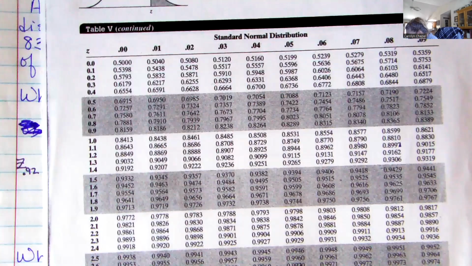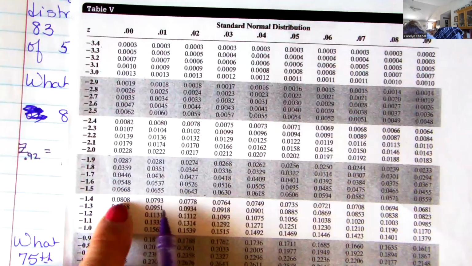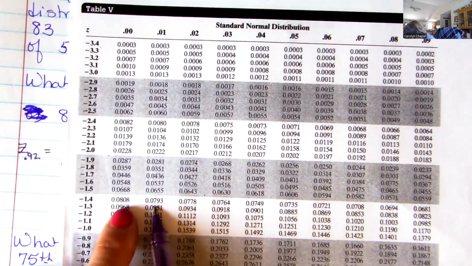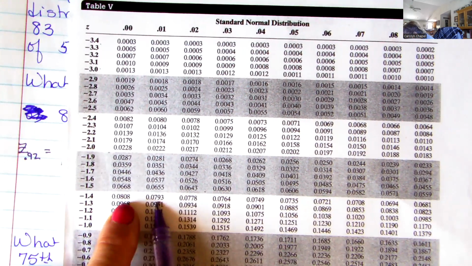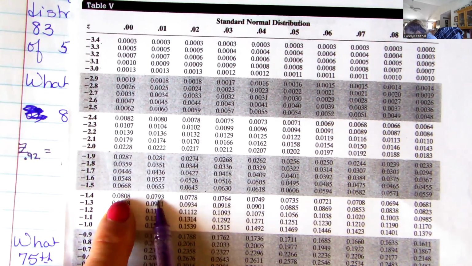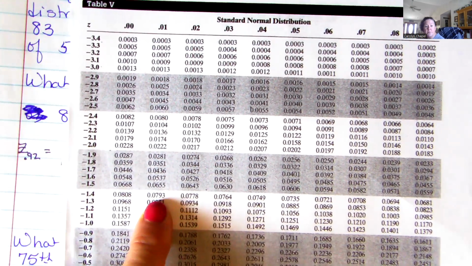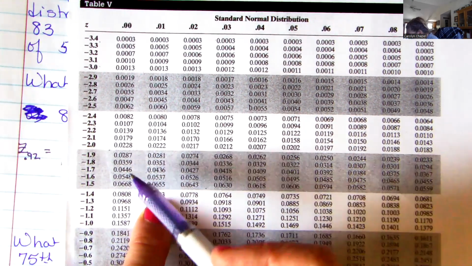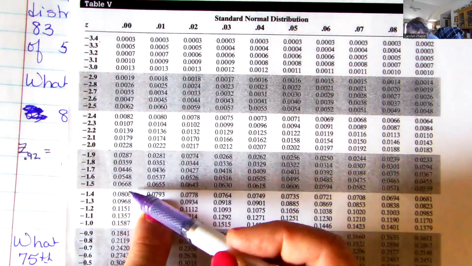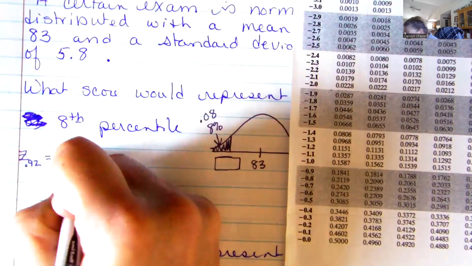So, oops, negatives here. 0.08. Here, 0.079, 0.0808. This one's just a hair closer. Okay, so I'm at a negative 1.41. That one is just a little bit closer than this one. So my z is going to be a negative 1.41.